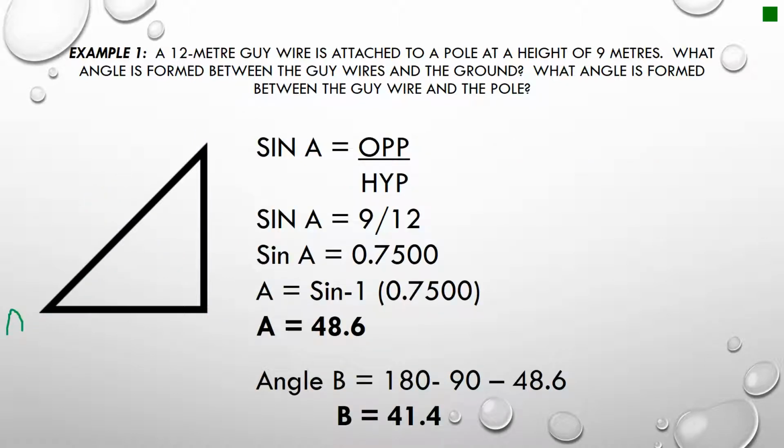All right, so sine A is opposite over hypotenuse. Sine A should be our 9 over 12 that we found. We go 9 divided by 12 to get 0.7500. And then this is where you have to use the inverse sine of your ratio, and you should get A is 48.6 degrees. Now it also asks for the angle formed between the guide wire and the pole up here. You could use trig again, say 9 is adjacent and 12 is hypotenuse, and use cosine. But at this point, you have two angles, so we could just say 180 degrees minus 90 minus the 48.6 gives us an angle B of 41.4 degrees.